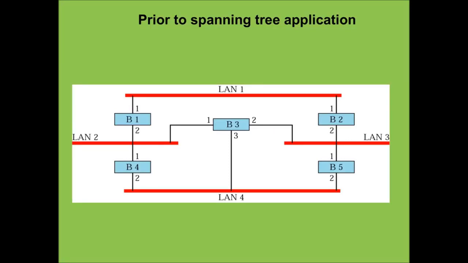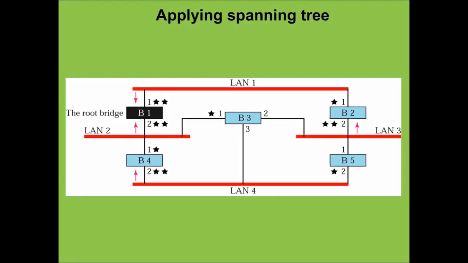Prior to spanning tree application, so over here you can see LAN 1, LAN 2, LAN 3 and LAN 4, and there are different bridges, bridge 1, bridge 2, bridge 3, bridge 4, bridge 5. So this is a simple scenario of a local area network in which there are different LANs and there are different bridges. So in the next slide we will see how STP is implemented.